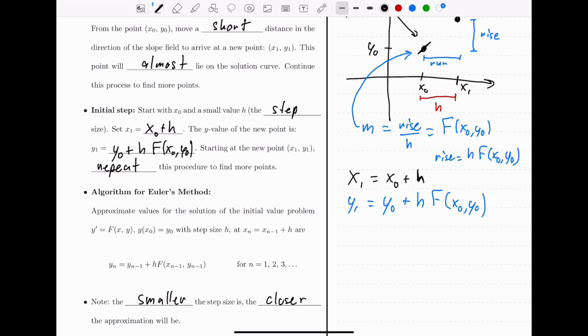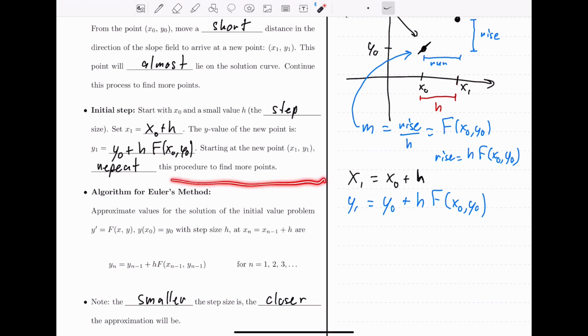So the smaller the step size, the closer the approximation will be. The disadvantage with using a small step size is that we can't get very far very fast. We have to do more steps if we're just moving small increments here. So if we use a large step size, we can get further along the curve, but it's less accurate. If we use smaller step sizes, we can't go as far along the curve, but it will be more accurate.